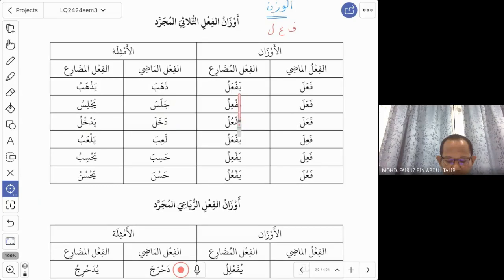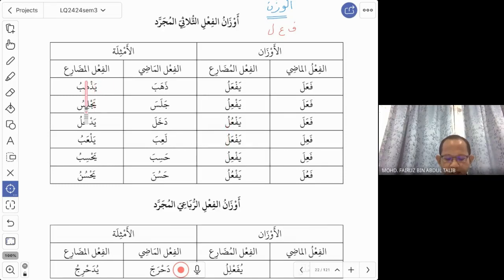For fa'ala yaf'alu, the example is zahaba yazhabu. We don't say zahaba yazhibu. We don't say zahaba yazhubu. Why not? We have the wazan yaf'ilu, but why don't we read yazhibu? Why don't we read yazhubu? Because in the dictionary, you will never find zahaba yazhibu. The Arabs will never say zahaba yazhubu. They only say zahaba yazhabu.